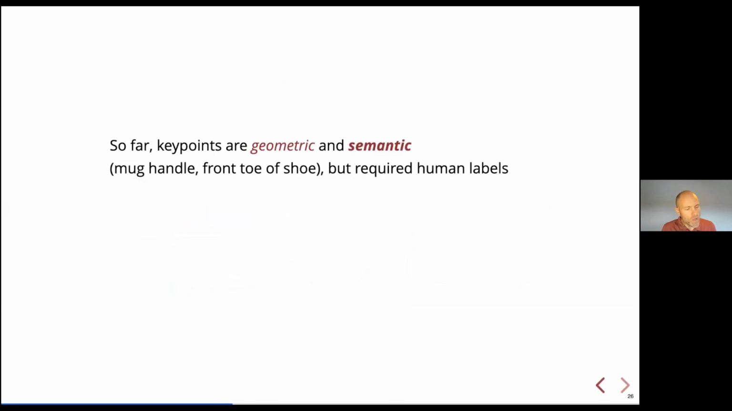Okay, so that notion of key point is starting our discussion of state, but let's see what it does and doesn't do, right? So first of all, they are geometric. They're attached in some sense to every instance. They're attached to the geometry, so we can transform them in affine ways, for instance. They're also semantic. Some human came and said, this is the nose of the shoe, this is the tongue of the shoe, this is the heel of the shoe, and so that allows us to write semantic specifications of the task. But they required human labels, and that's no good.